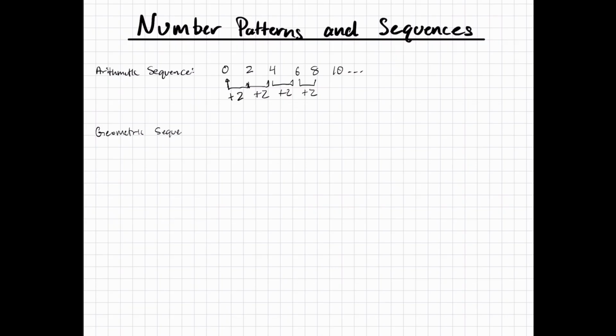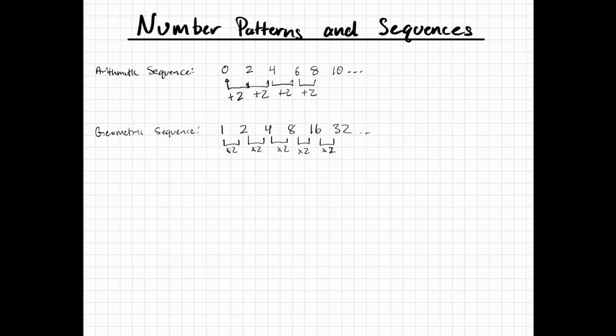Geometric sequence, okay? So what is a geometric sequence? Well, a geometric sequence does something similar, right? But instead, every time instead of adding, we're actually going to be multiplying by some set value every time. So 1 times 2 is 2. 2 times 2 is 4. 4 times 2 is 8. 8 times 2 is 16. 16 times 2 is 32. That's a geometric sequence, okay?